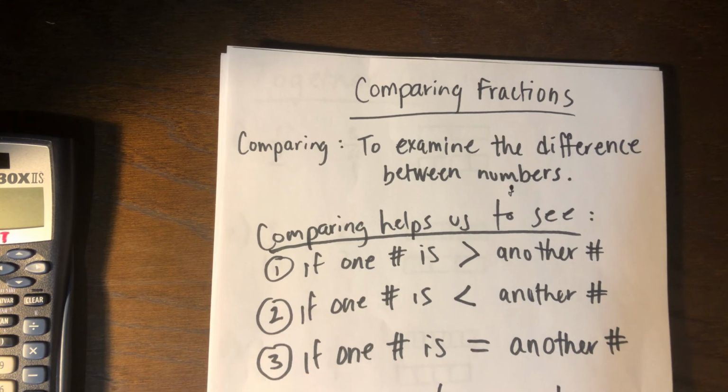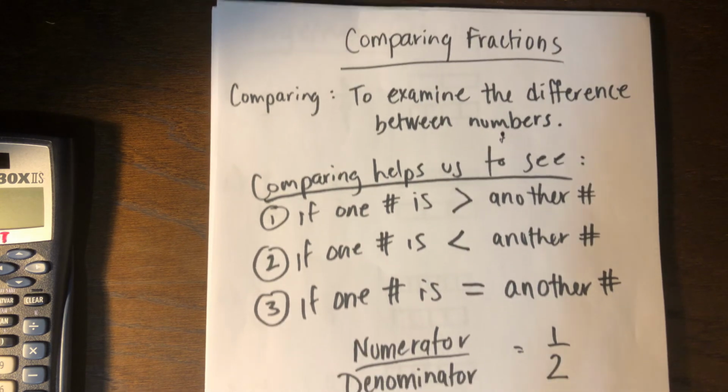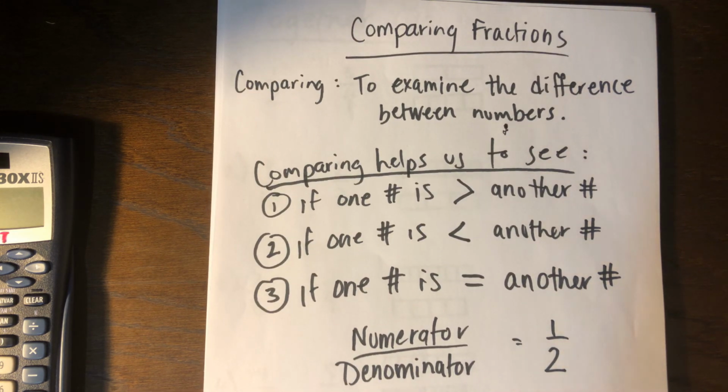I need you guys to recall what a fraction looks like. The top half of a fraction is called the numerator and the bottom half is called the denominator. So if we were given a fraction like 1/2, we know it's a simplified fraction. We can't reduce it anymore. But looking at it, I know that my numerator is 1 and my denominator is 2.